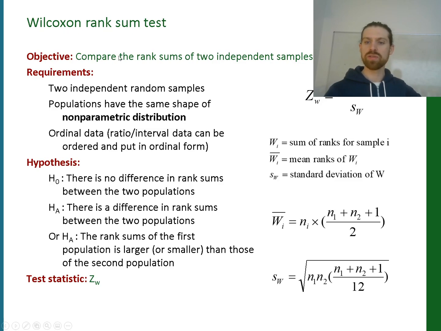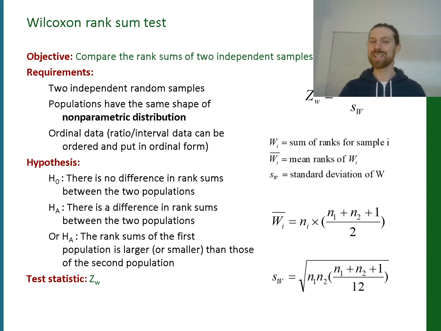So this is just a continuation of the previous example, but we're going to think of it in terms of the fact that the data are not normally distributed. So before we begin, the objective is to compare those two independent samples to see if there's a difference between them. We have, as I mentioned before, every week, these requirements, which are essentially the assumptions for meeting this statistical test. So we need to have independent random samples. The populations have the same shape of a non-parametric distribution. And the data, in this case, are ordinal. So that means that they're categorical, but we have some sort of inherent hierarchy, so that enables us to rank them.